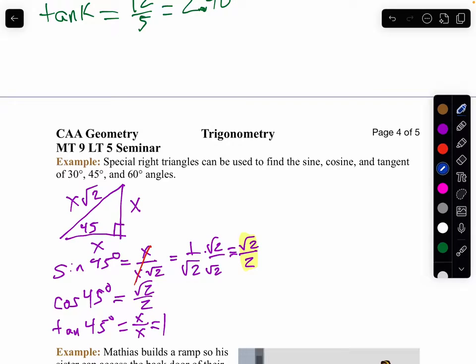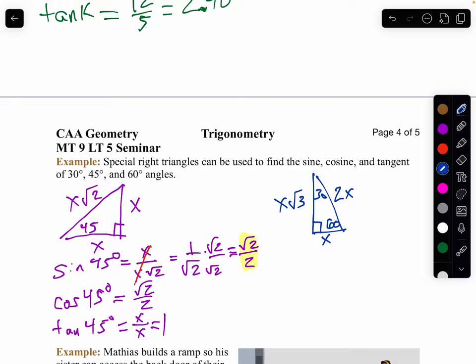So now let's look at 30, 60, 90. I'm going to redraw that so it looks more like a 30, 60, 90 triangle. So 30, 60, and 90. Short leg x, hypotenuse 2x, and the long leg is x times the square root of 3, which you need to have memorized.